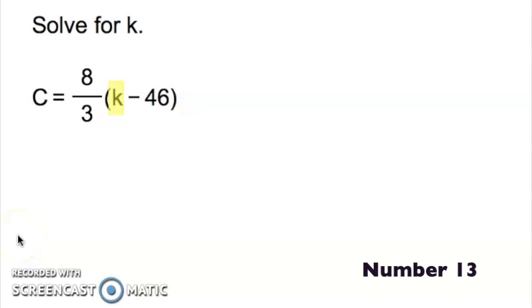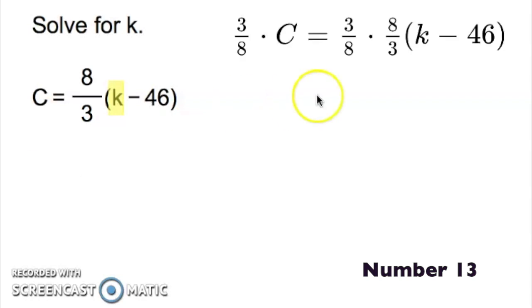To get rid of the fraction, we can multiply both sides by the reciprocal of that. Reciprocal is just a fraction flipped upside down, so we're going to multiply both sides by 3/8. So here we have 3 over 8 times c equals 3 over 8 times 8 over 3. 3 over 8 times 8 over 3 is just 1. A reciprocal times the original fraction is just 1. So we have 3/8 c equals k minus 46.